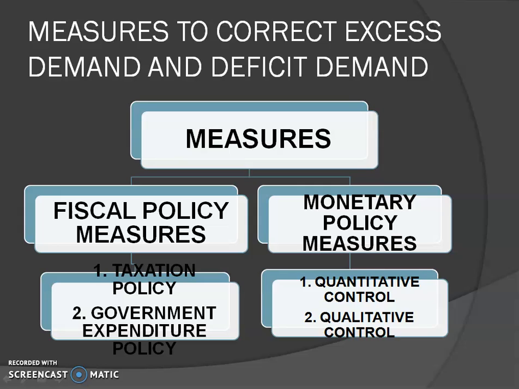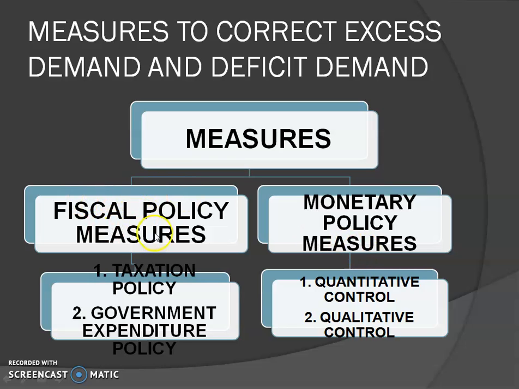So we have discussed excess demand and deficit demand. Next we are going to discuss measures to correct excess demand and deficit demand, which we have already discussed in the chapters on government budget and central bank. There are two types of measures to correct excess demand and deficit demand: first, fiscal policy measures, and second, monetary policy measures.